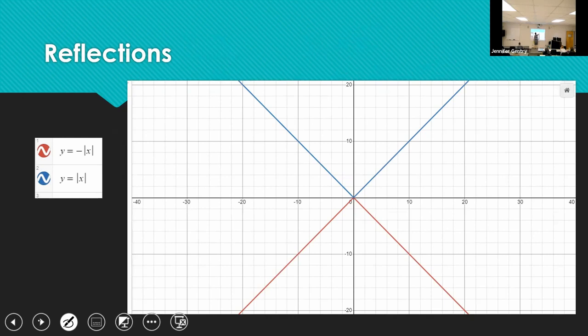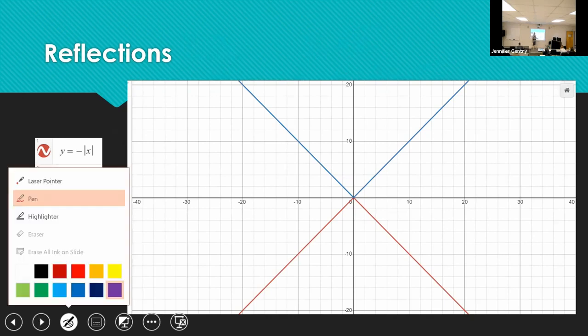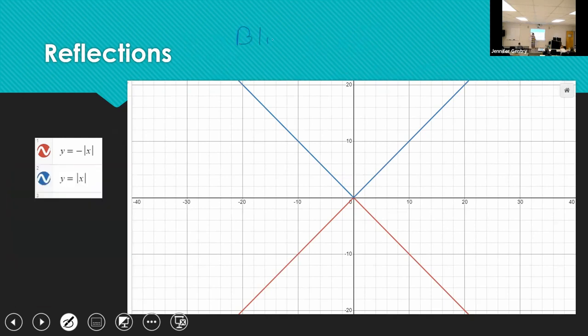Y. Absolute value of x. Okay? Where is this reflected about? The x-axis, right? Yeah. So what does the equation look like?